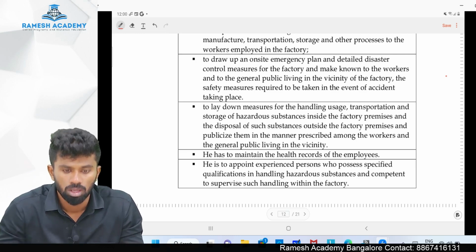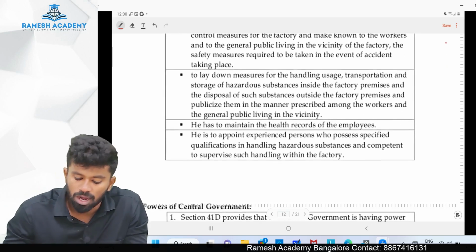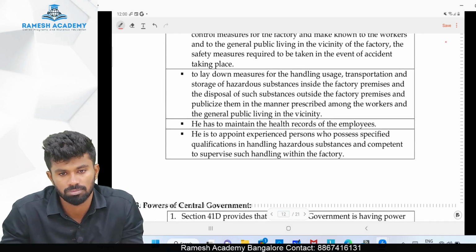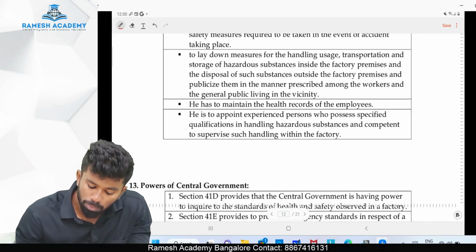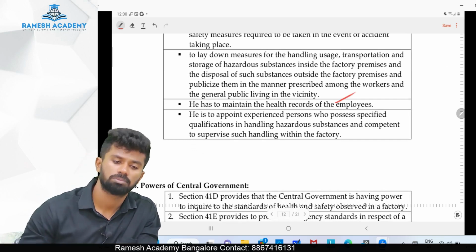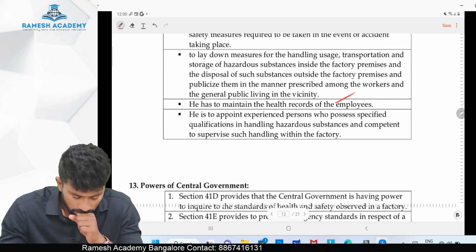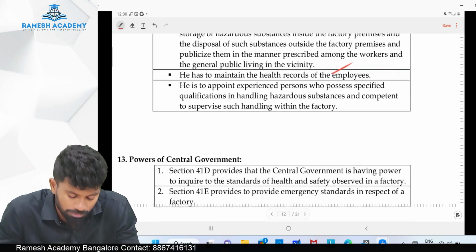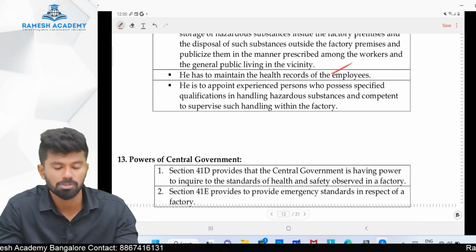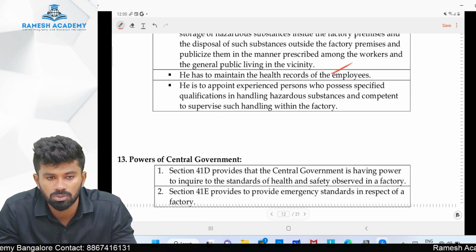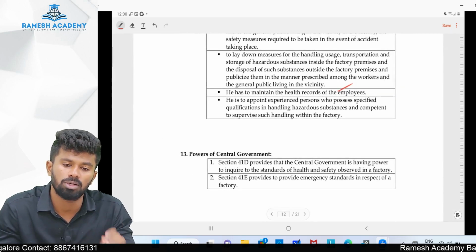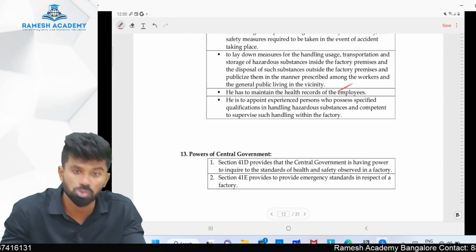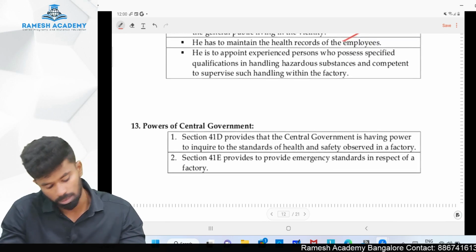He has to lay down the measures for handling, usage, transportation and storage of hazardous substance. Then he has to maintain the health record of employees. Then he has to appoint experienced persons who possess specified qualification in handling hazardous substance. These are the duties of the occupier carrying out hazardous process. They may ask this question in the examination. And also about site appraisal committee.